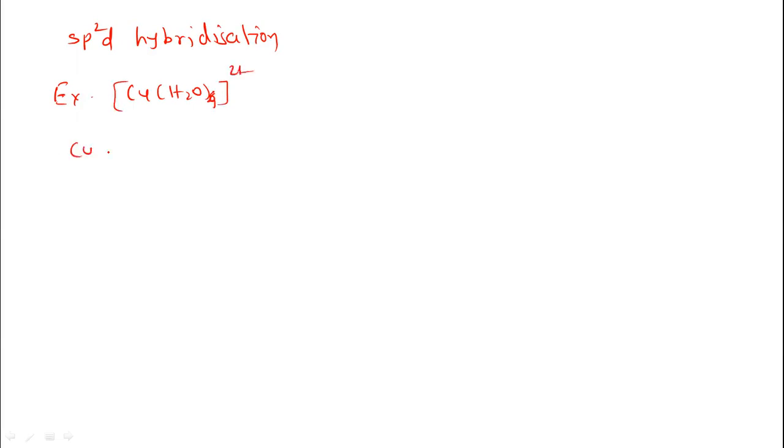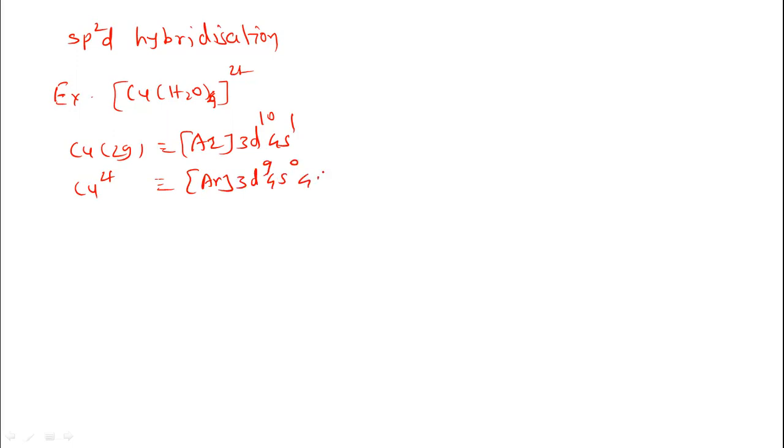So copper has atomic number 29, with the electronic configuration argon 3d10 4s1. In this complex ion, the oxidation state of the copper is 2+. So it has the electronic configuration argon 3d9 4s0, and the next orbital is 4p. So this is the valence shell.